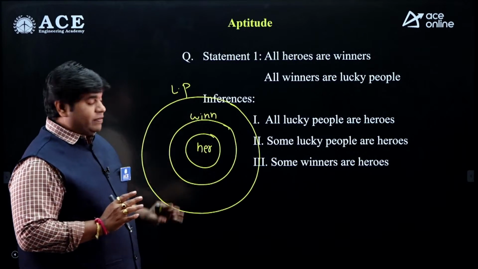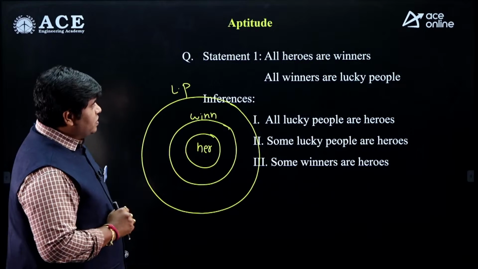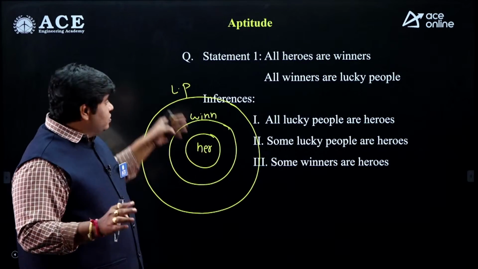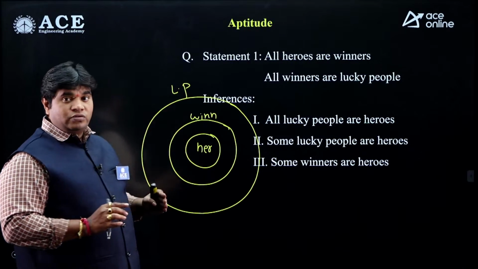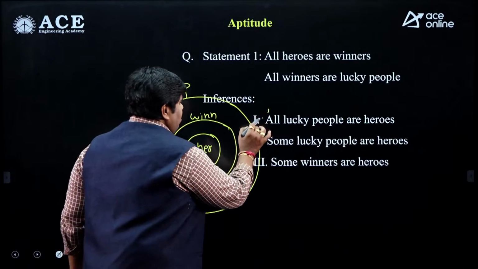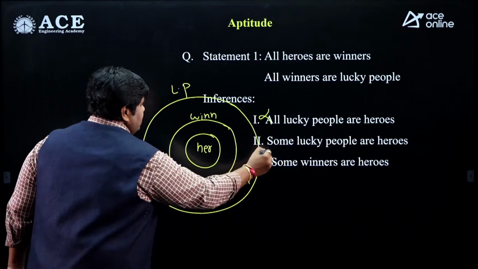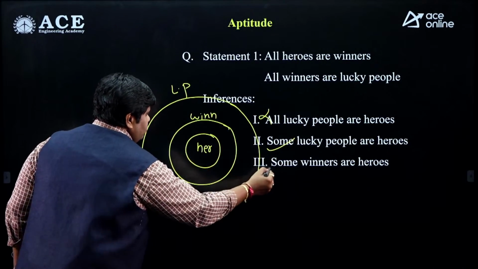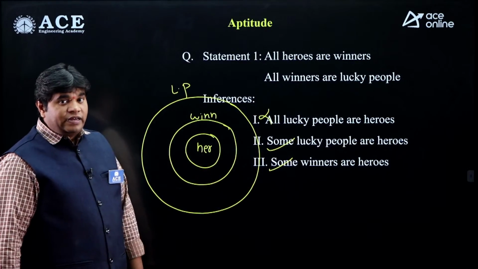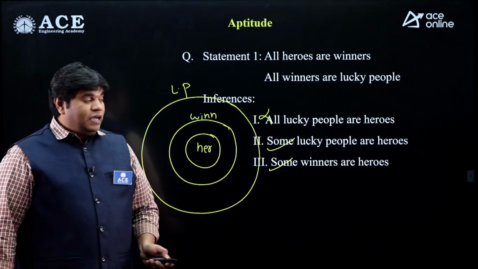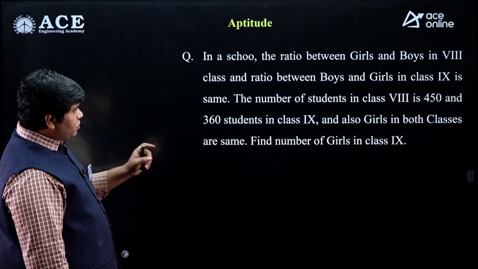From these two statements, what is the conclusion, inference? All lucky people are heroes. All lucky people, not heroes. Some of the lucky only heroes. So the first one is clearly wrong. Some lucky people are heroes. Right answer. Some winners are heroes. Are you getting the point? Second and third one is the right answer. And next, two more questions.